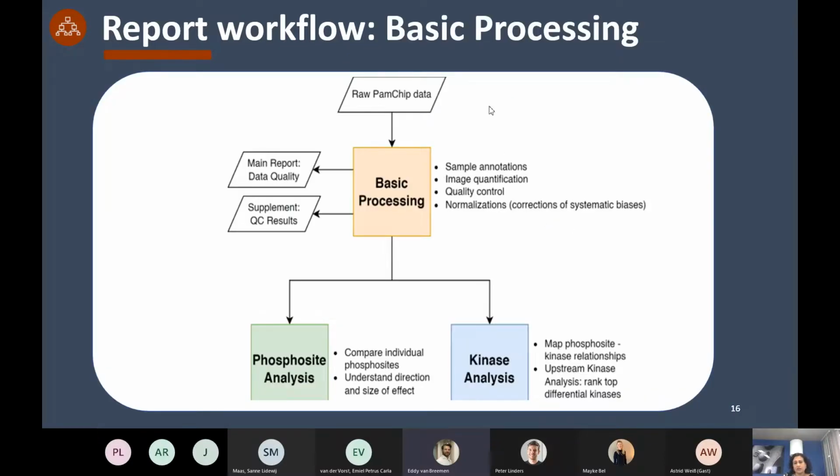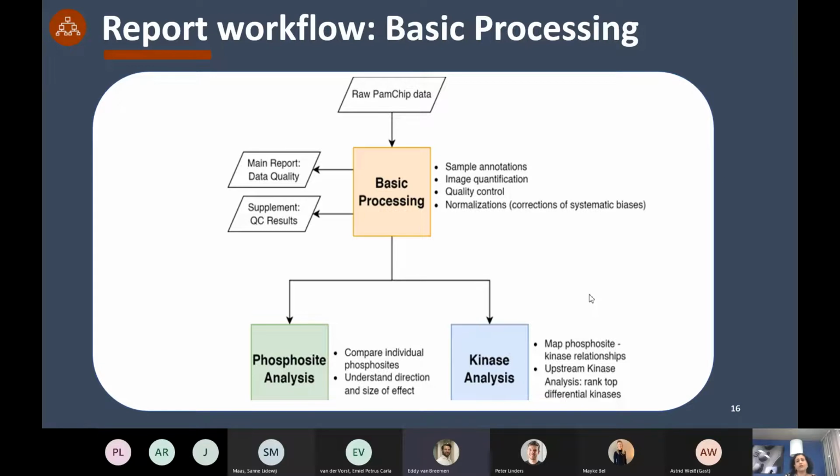When we get the raw PamChip data, which means the results folder from the EVOLVE where we just see all images, then we have to give sample annotations, quantify the images, check the quality of the data, and apply normalizations when necessary. Here we mention what the normalizations are. We report the data quality: was it fair, bad, or good? And in the supplement, we provide all this data.